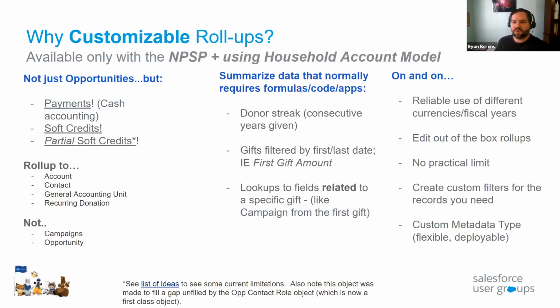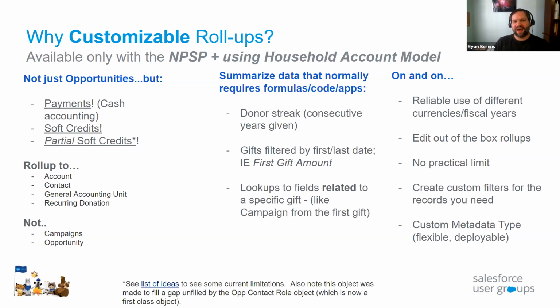So what do customizable rollups do? Number one, you have to have the NPSP. The second thing is you must have the household account model. If you don't know what that is at a very high level, it's the structure of how accounts and contacts are structured in a nonprofit instance. So your standard Salesforce structure will have just contacts connected to their parent account. In previous legacy versions of the NPSP, they had actually created like a household object, a custom object called household, and did a funky thing with similar to person accounts, which are bad.